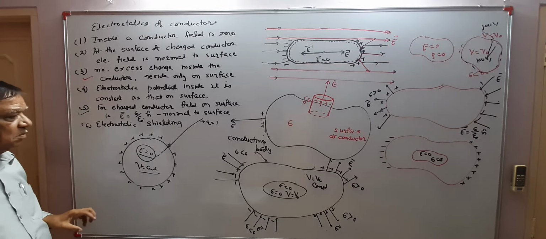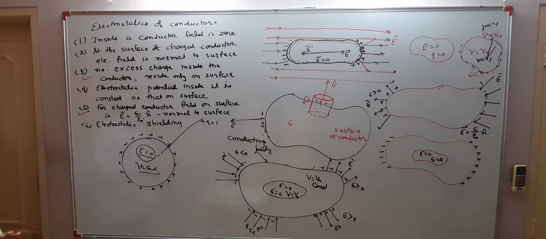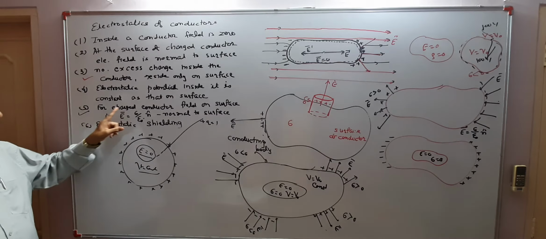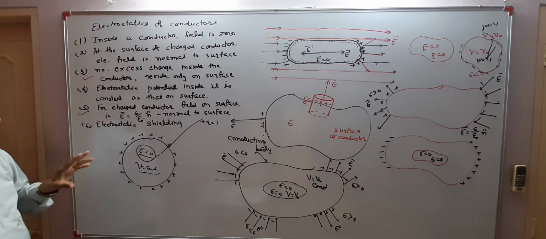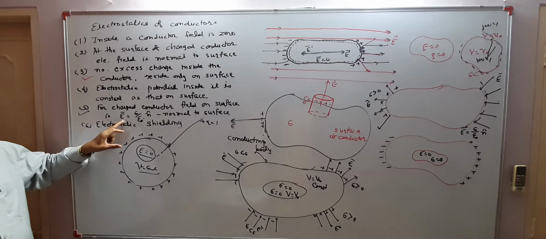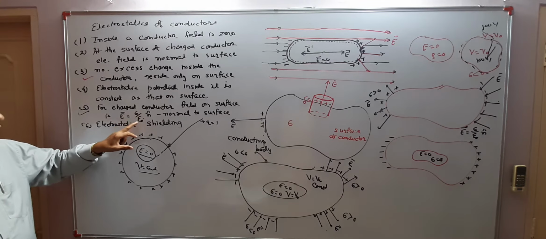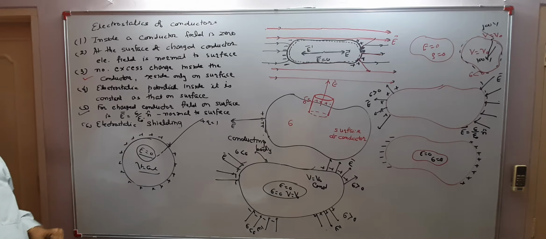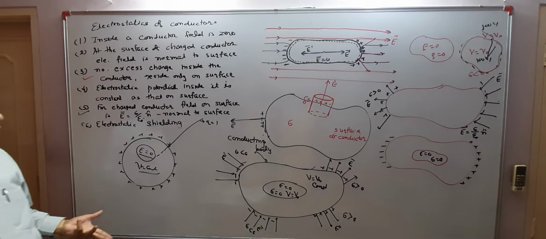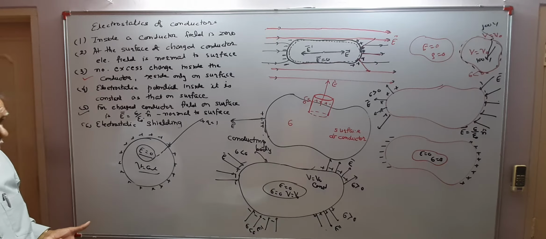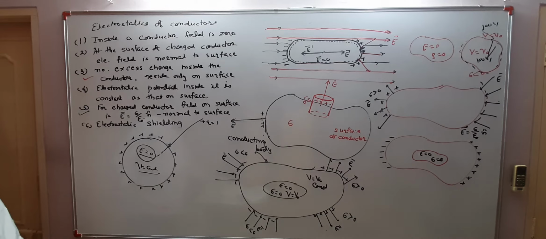Fifth point, most important. For a charged conductor, the field on the surface is vector E equal to sigma by epsilon 0 n cap. n cap is the unit vector normal to the surface. We can prove this using this figure or by applying Gauss law.